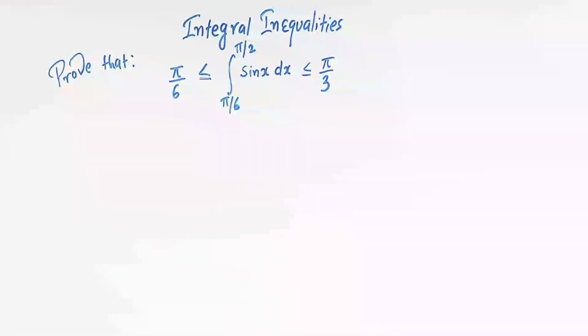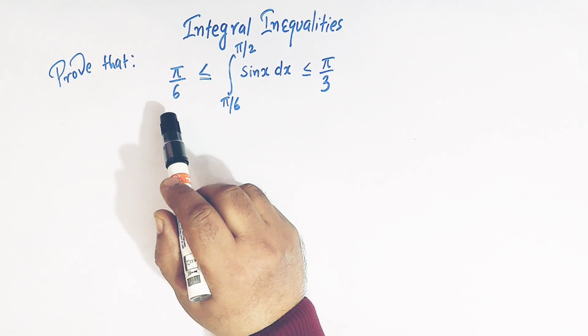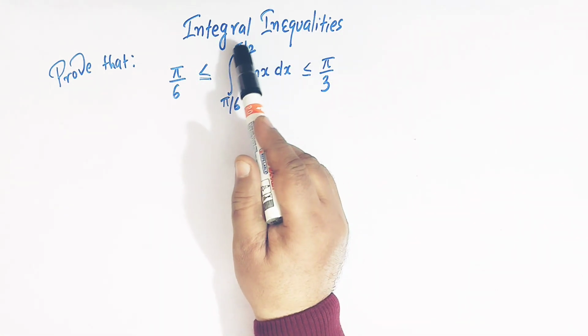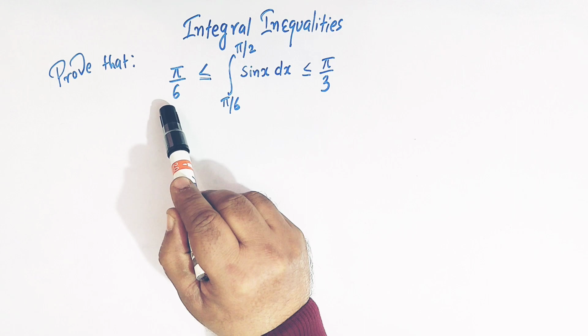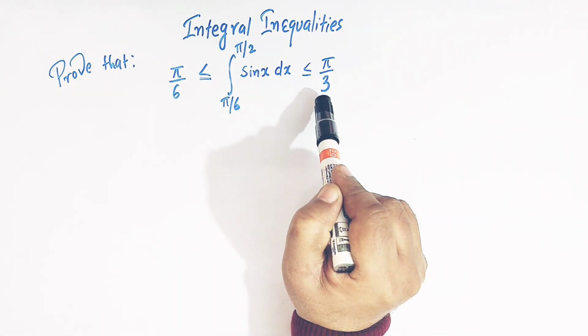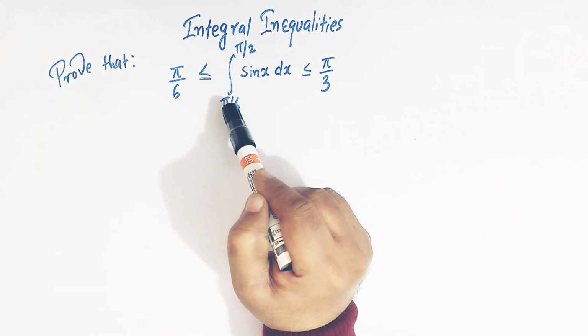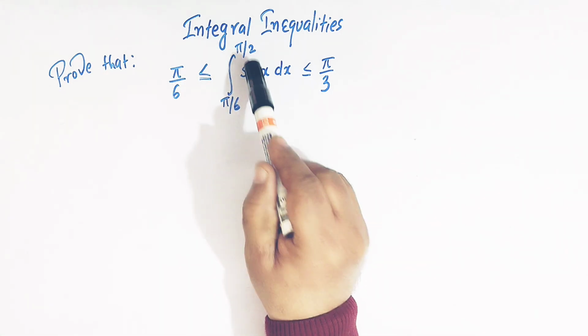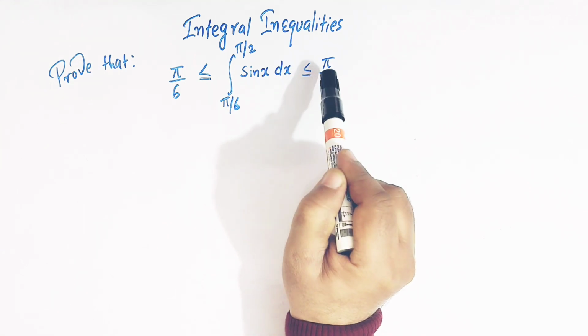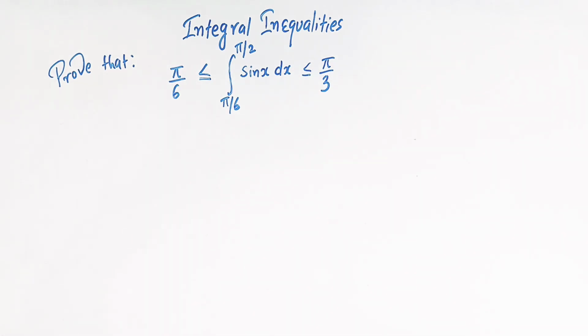Hello viewers, in today's class we are going to discuss another problem from integral inequalities. In this lecture we have an important integral inequality to be proved. Here we have to prove that the value of this integral lies between pi by 6 and pi by 3. That is, pi by 6 is less than or equal to the integral from pi by 6 to pi by 2 of sine x dx, which is less than or equal to pi by 3.